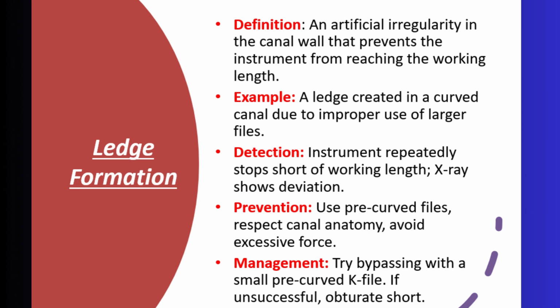Prevention: use pre-curved stainless steel files. Glide path creation is essential before rotary use. Management: try bypassing with a small K file. Use chelating agents and a gentle watch-winding motion.